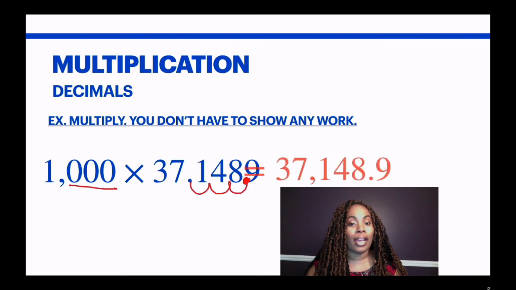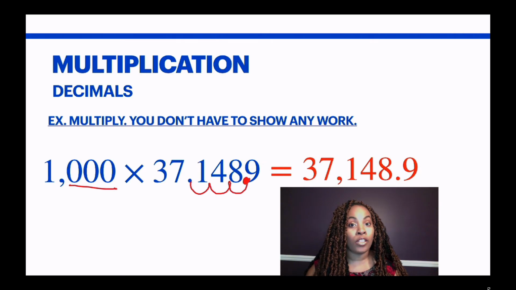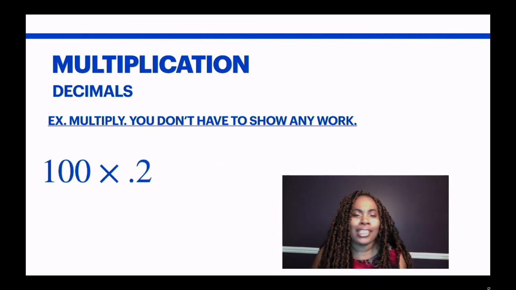So our final answer is 37,148 and 9/10. You see that? The 3 zeros and that power of 10 tells us to move our decimal place 3 places to the right. And that's it. Let's try another one of those guys. I told you it was way simpler than it sounded.